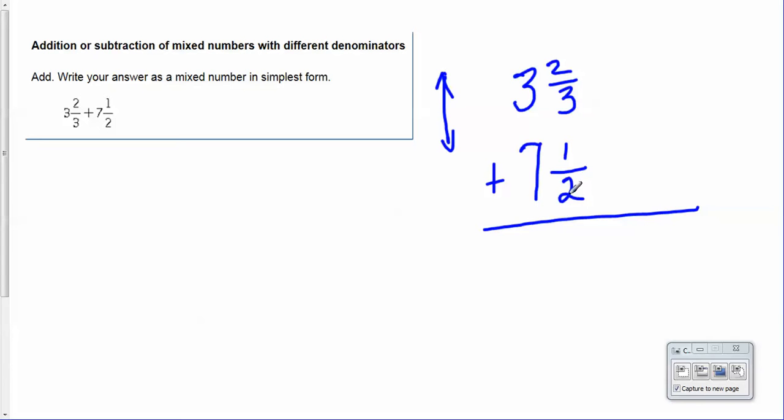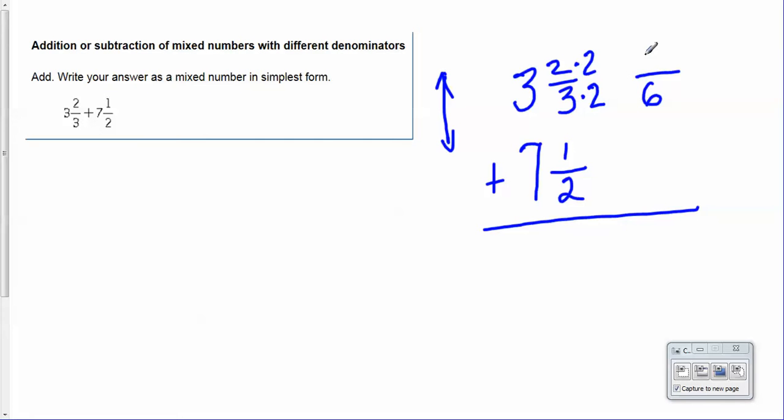Let's look first only at our fractions. We have to find a common denominator between thirds and halves. And we know that's going to be sixths. So how do we get to sixths from thirds? Multiply by 2. Whatever you do to the denominator, you must also do to the numerator. That's the fairness rule, which I made up. It's not a real rule in math, but I'm going to call it that.